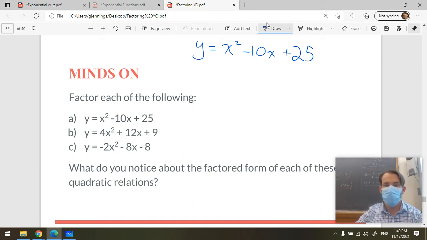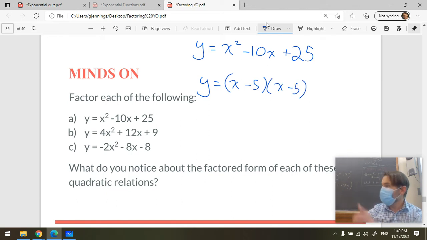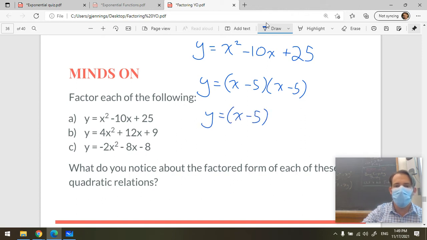Now here, y is equal to, I want numbers that multiply to 25 and add to negative 10. What are those numbers? Oh, 5 and 5. What flavors of 5? Negative 5. So x minus 5 and x minus 5. Cool, eh? Now notice that these factors are the same. So this could be written as y equals x minus 5 squared.